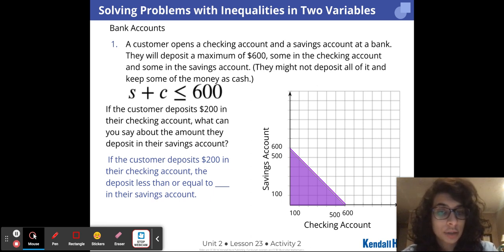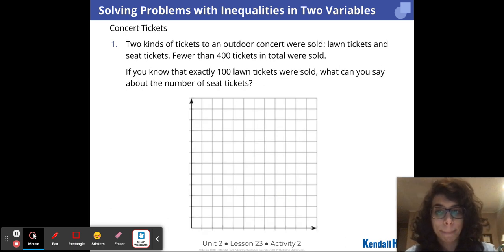If they can have a max of $600, the deposit into the savings account must be less than or equal to how much money? I want you to fill in that last part there for me.